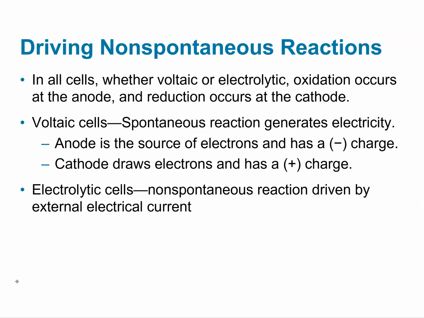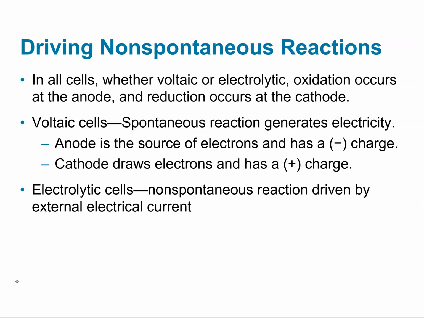Now, what if you have a non-spontaneous reaction? Well, the electrons aren't going to want to flow. But what if you apply charge across that system and drive electrons non-spontaneously? Well, that would be what an electrolytic cell is. In an electrolytic cell, you take a non-spontaneous reaction and you drive it through applying an external electrical current. And that's what electrolysis is.